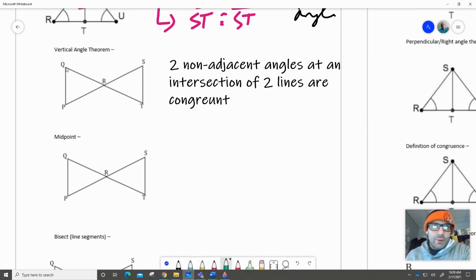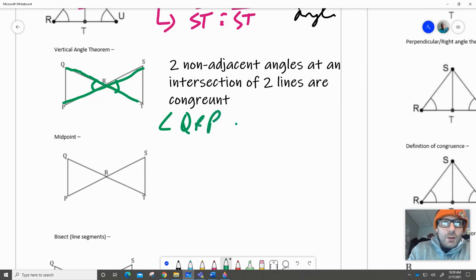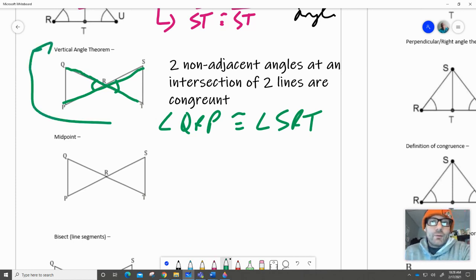What we have here is these two lines, QT and PS. They're parts of these triangles, but they're also two longer lines that intersect each other, so we have a pair of vertical angles right there. With that, we could say angle QRP is congruent to angle SRT because of the vertical angle theorem. The vertical angle theorem says that vertical angles are congruent to each other.